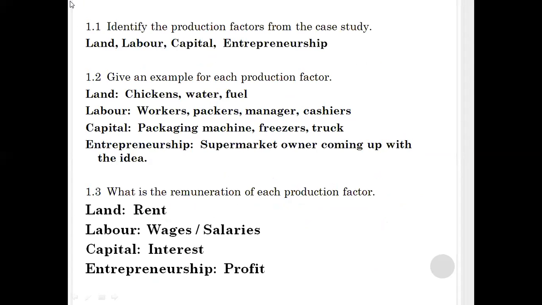This is where you need to identify the 4 production factors from the case study, and that is going to be land, labor, capital, and entrepreneurship. 4 marks there, so each one is counting 1 mark. Land, or you could have said the natural resources as well, labor, capital, entrepreneurship for 4 marks.